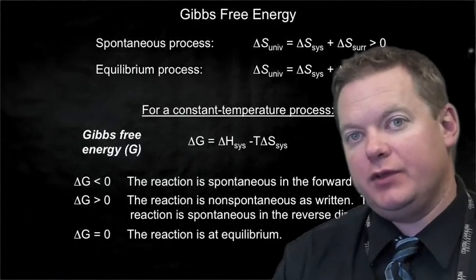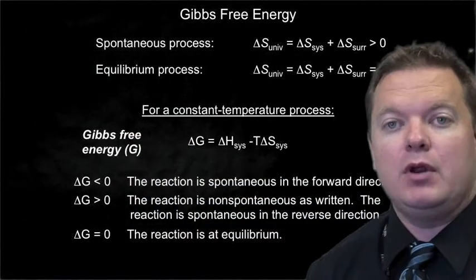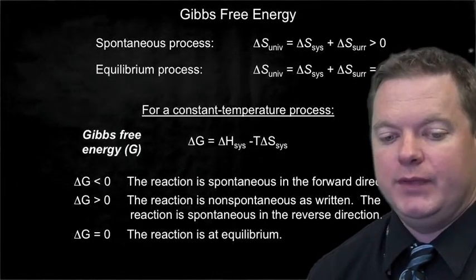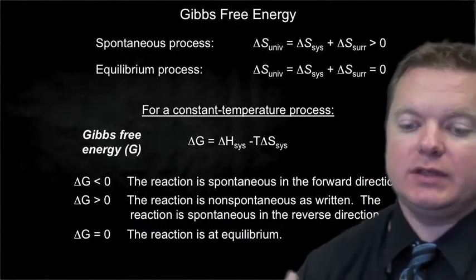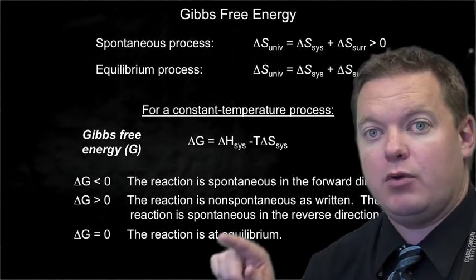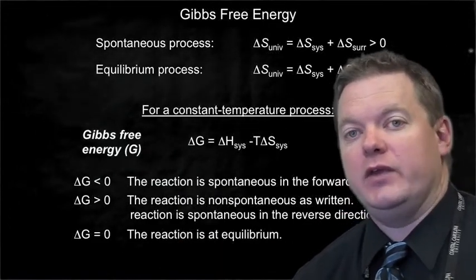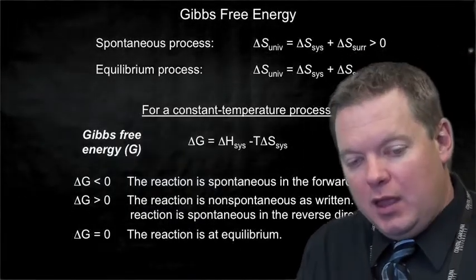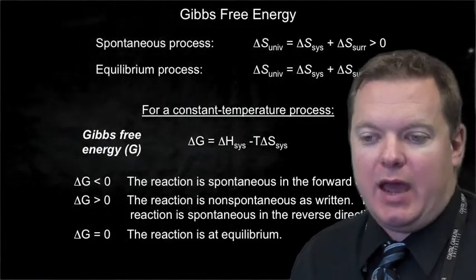So when we get a delta G value of less than 0, a negative number, then that reaction is said to be spontaneous in the forward direction, or spontaneous as it's written. If it's positive, greater than 0, that's going to be non-spontaneous. It's not going to happen as written. But if it's non-spontaneous going in one direction, then it should be spontaneous going in the other direction. So all these non-spontaneous reactions that we see are going to be spontaneous in the opposite direction. If we see that delta G is 0, this free energy change is 0, then that system is at equilibrium.